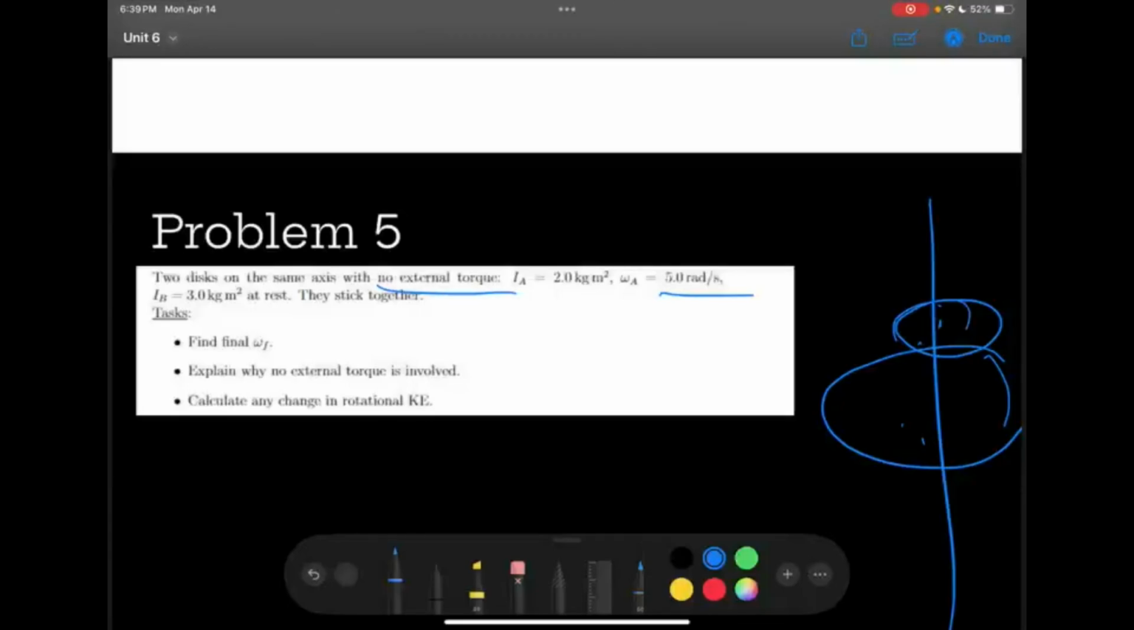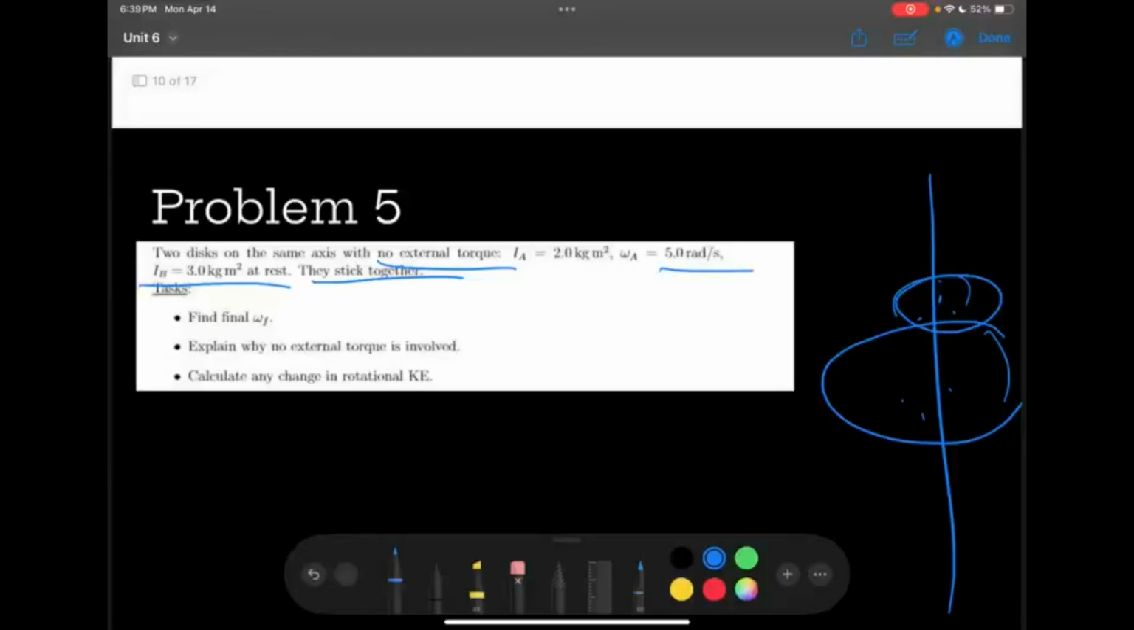Obviously the problem tells us this, but if we just think about it logically, these two disks will exert a torque on each other, right? Disk A will speed up disk B a bit. Disk B will slow down disk A a bit because B is at rest, right? But these torques will be equal and opposite by Newton's third law, right? So it's not going to have any external impact on the overall net torque. And what that means is that angular momentum will remain constant. So in any sort of collision like this where things stick together, angular momentum is conserved, right? And that's very important because we can apply some of our existing formulas.